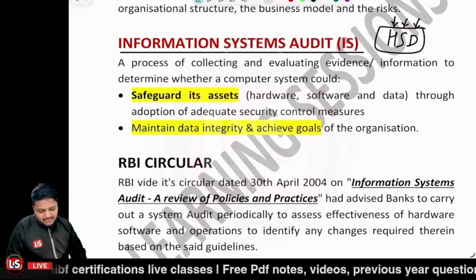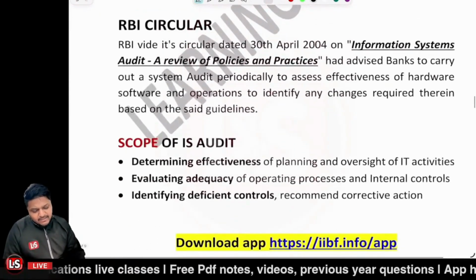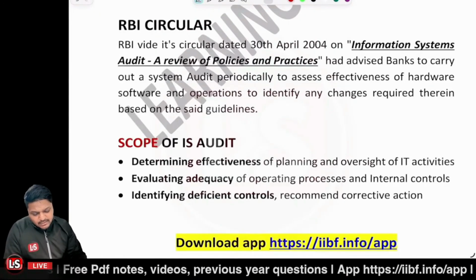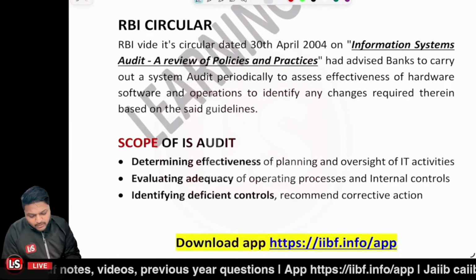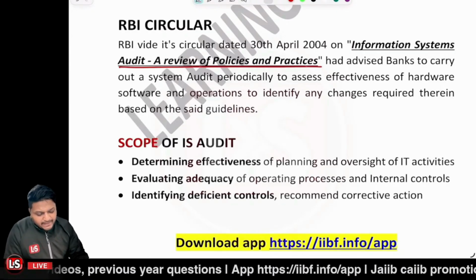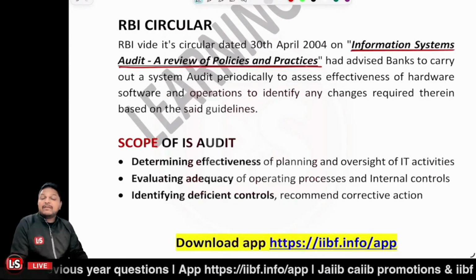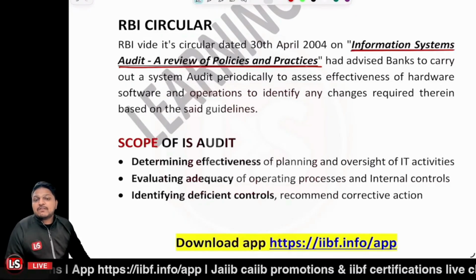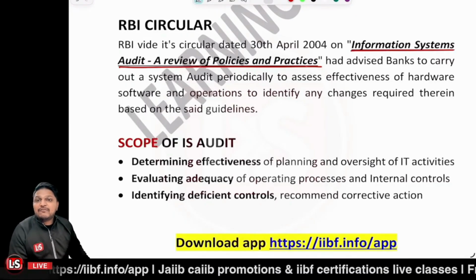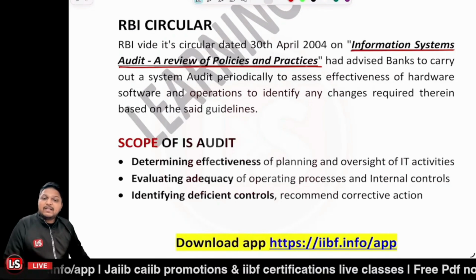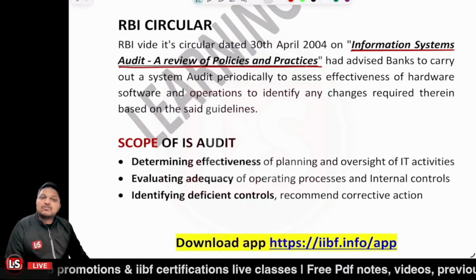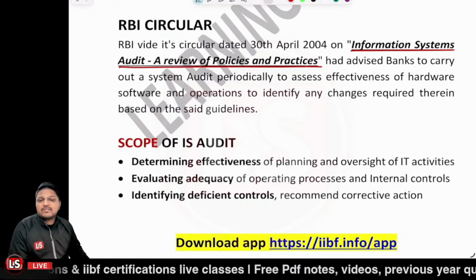RBI has given a clear direction related to it under the information system audit, a review of policies and practices. The banks are advised that they should have a system audit periodically so as to check the effectiveness of the hardware and the software, that the operations are working, and that the integrity of the data is being maintained or not. So all the things are in place already, and the directions have been given by the Reserve Bank of India.